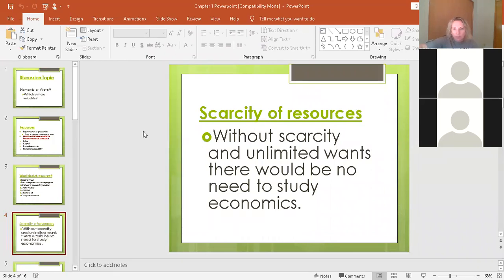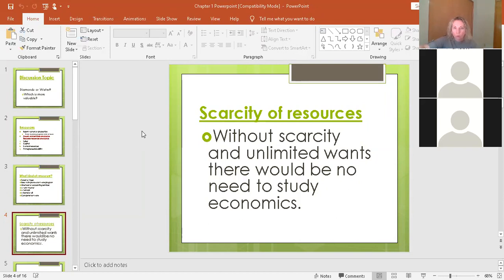Scarcity of resources. Okay, there's a reason this is so big and I put it on one slide all by itself. It's because it's a pretty important thing to understand. Without scarcity of resources and therefore goods and services, and your unlimited wants, you just keep wanting stuff, there would be no need to study economics. So economics is about choices. It's about the choice we make to give up some things in order to get other scarce things.